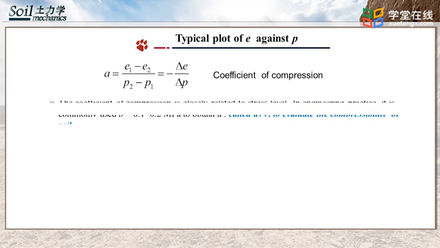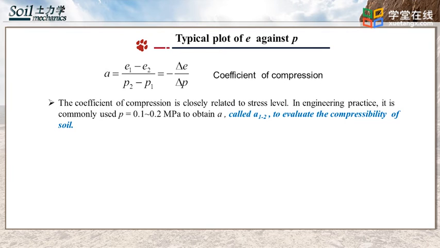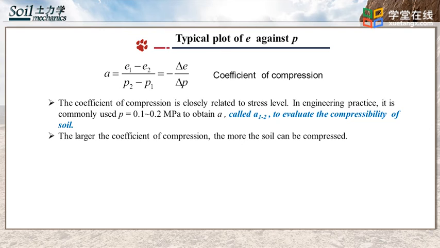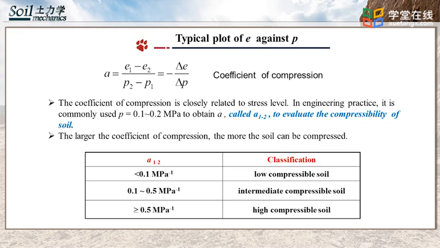However, the coefficient of compression is not a constant. It's closely related to stress level. In engineering practice, it's common to use the coefficient of compression in the range of 100 kPa to 200 kPa to estimate the compressibility of soil. The larger the coefficient of compression, the more the soil can be compressed. Usually, when the coefficient value is less than 0.1 inverse of megapascal, soil is low compressible. When the coefficient value is between 0.1 and 0.5, soil is intermediate compressible. If the coefficient value is greater than 0.5 inverse of megapascal, soil is high compressible.